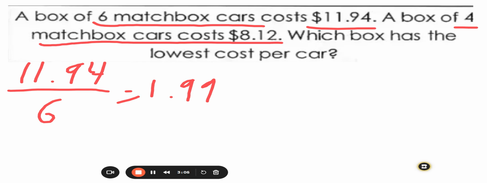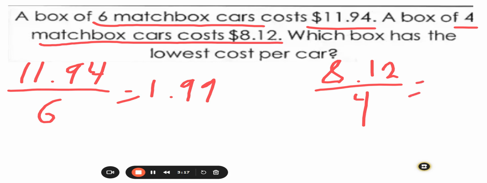So now let's do the same thing with the other one. So it says that box costs $8.12, and that one I get 4 cars. So $8.12 divided by 4. In this set, each car costs $2.03. So that means that this one up here is the better deal. So that's the cheaper option.